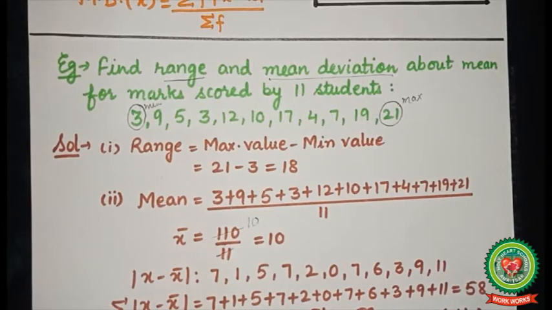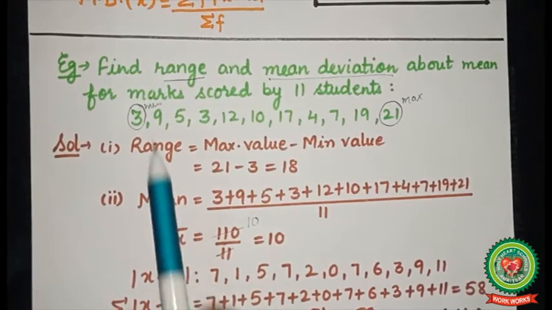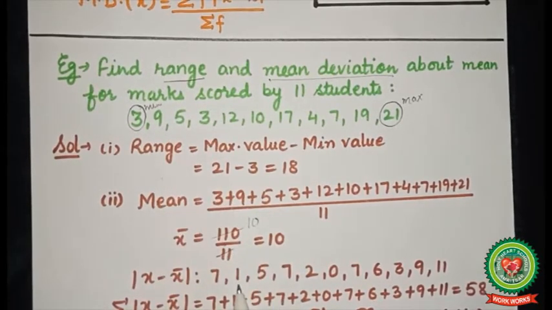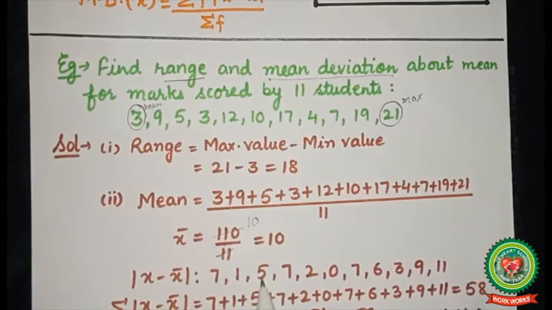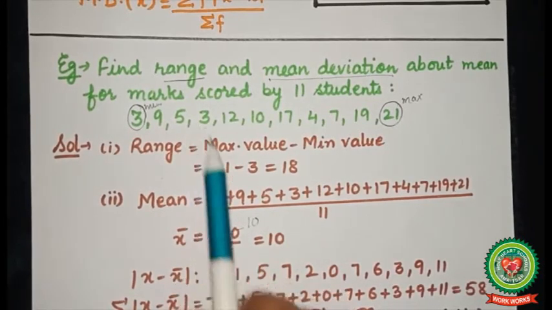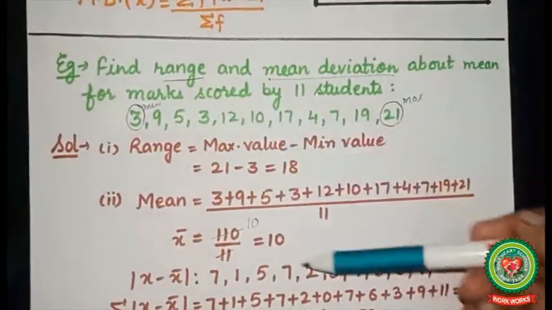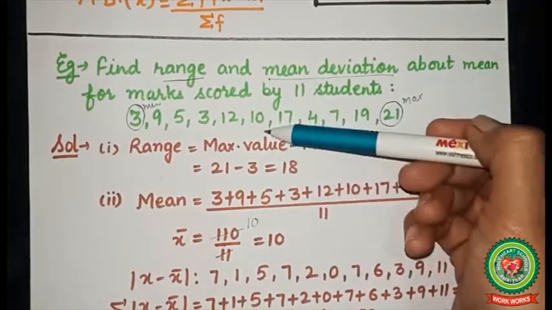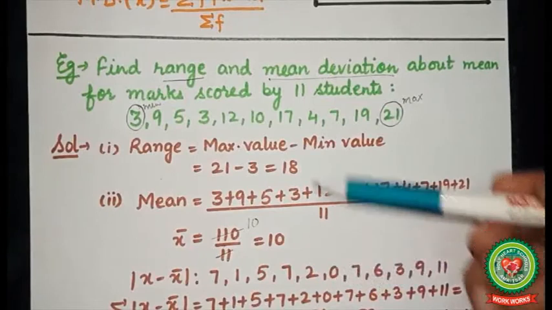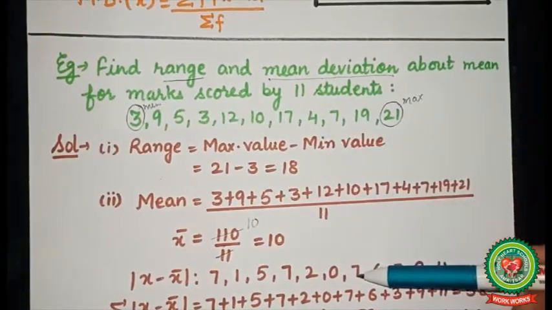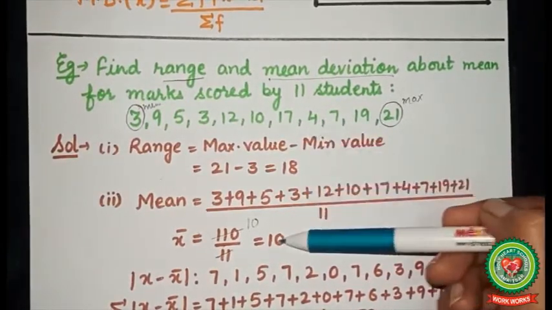Next we have to find the deviation of each value from the mean. So here mean is 10. So 3 minus 10 is equal to 7. 9 minus 10 is equal to 1. 5 minus 10 is equal to 5. 3 minus 10 is equal to 7. Then 12 minus 10 is equal to 2. 10 minus 10 is 0. Here 17 minus 10 is 7. 4 minus 10 is 6.